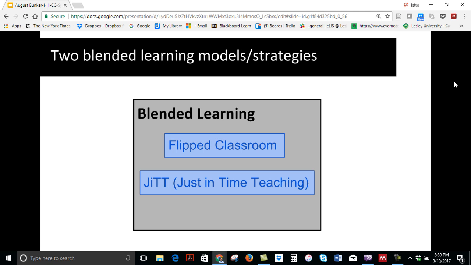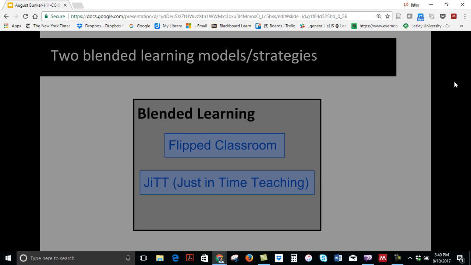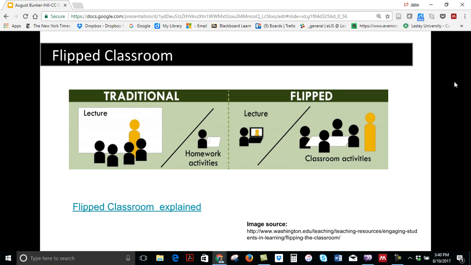So blended learning would be the overarching umbrella concept here, and the flipped classroom is a model or strategy within blended learning. And just-in-time teaching is definitely a detailed and specific blended learning strategy. We'll talk about that in detail now and in the next video. So first we want to look at the flipped classroom model, because that one is familiar to lots of people.